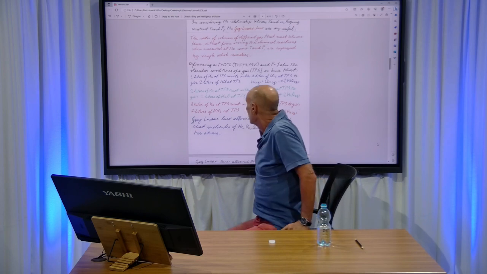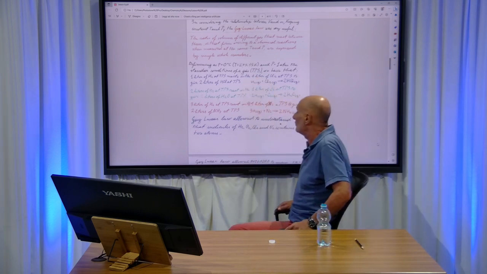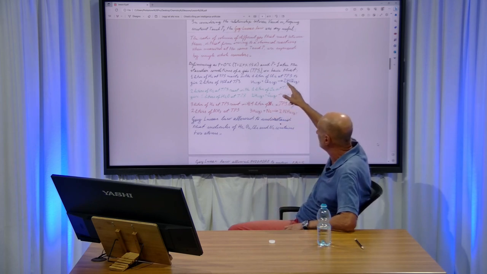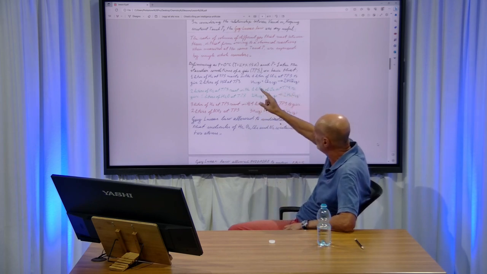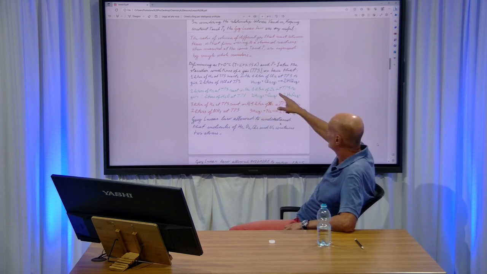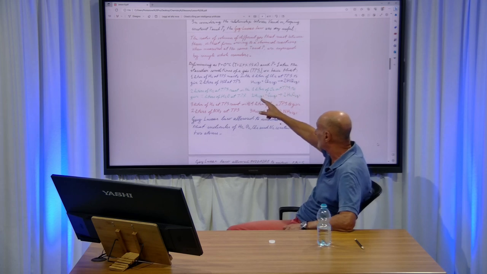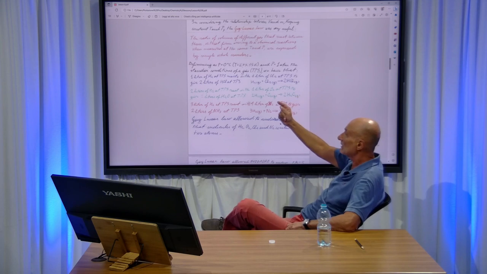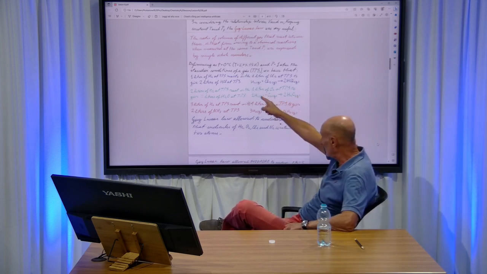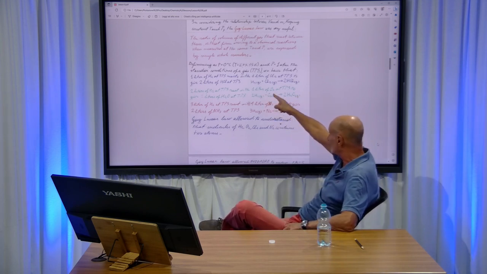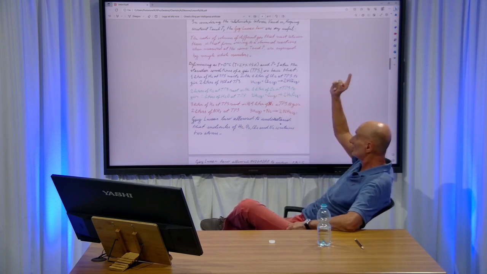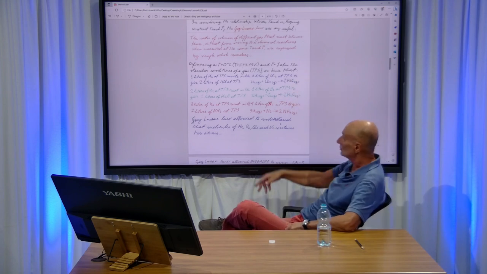Also, 2 liters of hydrogen at TPS react with 1 liter of oxygen at TPS to give rise to 2 liters of water at TPS. This fact may be explained only by considering that hydrogen and oxygen are diatomic. Actually, if they were monoatomic, 2 liters of hydrogen reacting with 1 liter of oxygen would give rise to only 1 liter of water instead of 2.